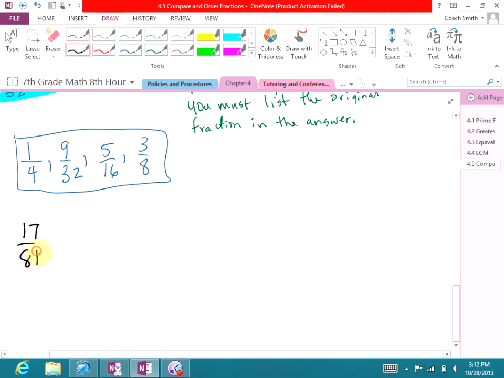17 over 81, 5 over 9, 13 over 27, and 2 over 3. So, as we look at our denominators, 3, 27, 9, 81. Common denominator is what? 9. Okay, stop.